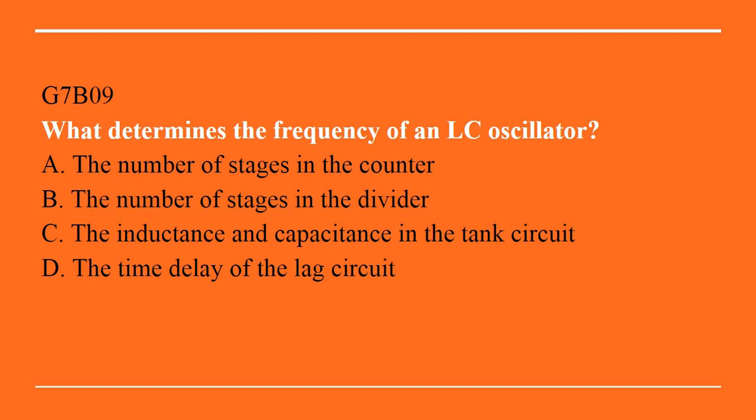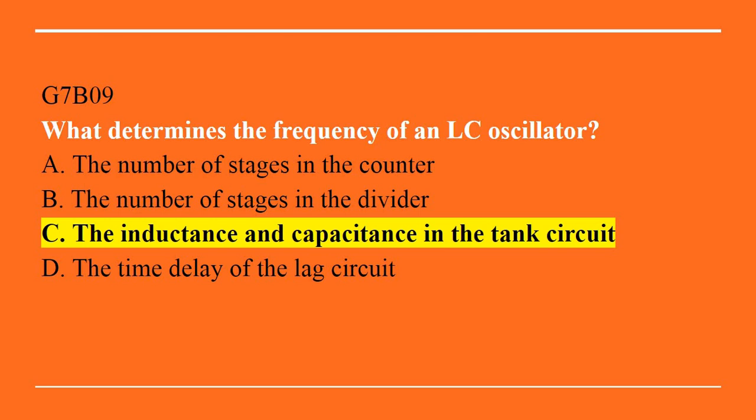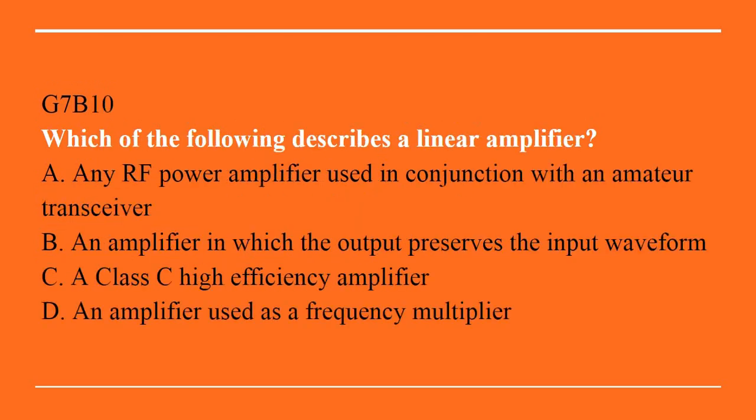G7B09, what determines the frequency of an LC oscillator? A, the number of stages in the counter. B, the number of stages in the divider. C, the inductance and capacitance in the tank circuit. Or D, the time delay of the lag circuit. Answer is C, the inductance and capacitance in the tank circuit.